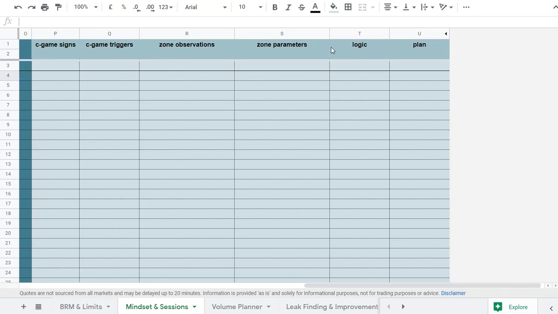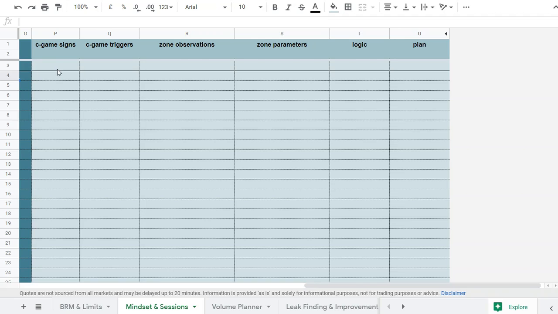Now it's divided into 3 sections. So we have the first 2 columns which deal with C game, the next 2 columns which deal with A game or playing in the zone as it's often known, and then we have the final 2 columns which are a plan going forward for how to either deal with a C game issue or how to reproduce our A game at a higher frequency by thinking about the habits which result in our A game being played at a higher frequency. So firstly, C game signs.